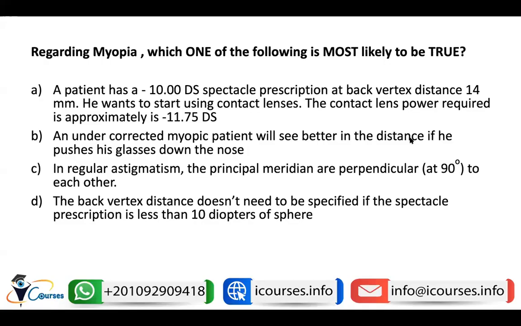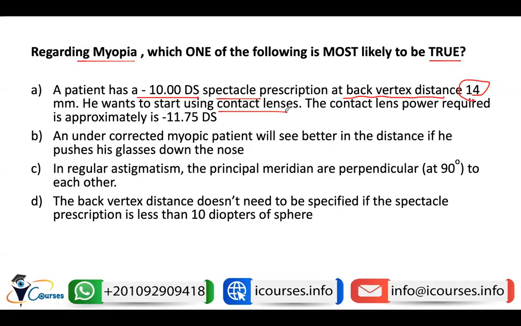Okay, let's analyze this question regarding myopia. Which one of the following statements is most likely to be true? A patient who has high myopia of -10 diopters, and he is wearing spectacles at the normal back vertex distance, about 14 millimeters, and he wants to start contact lenses.